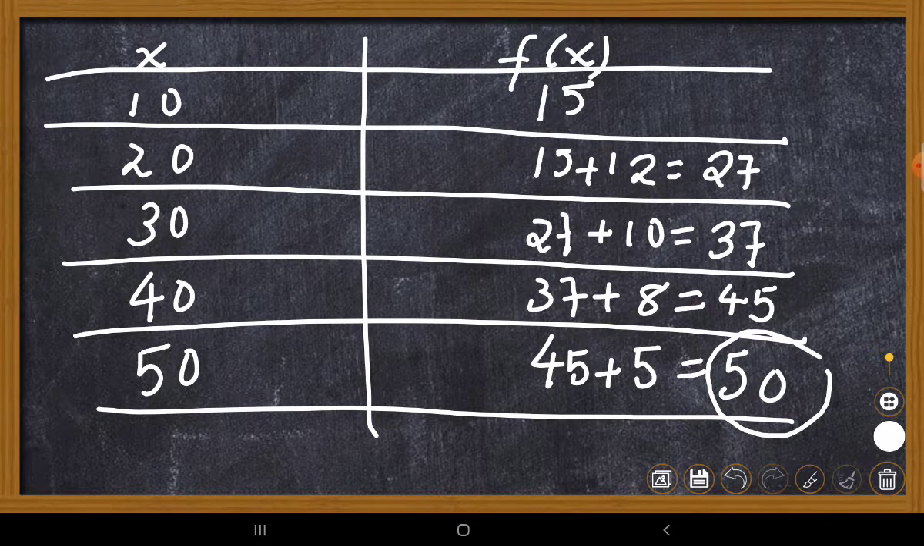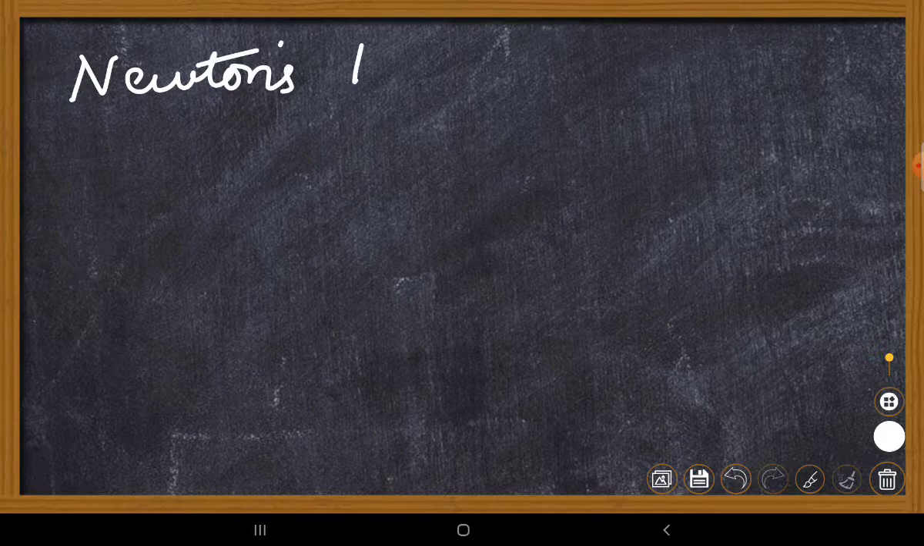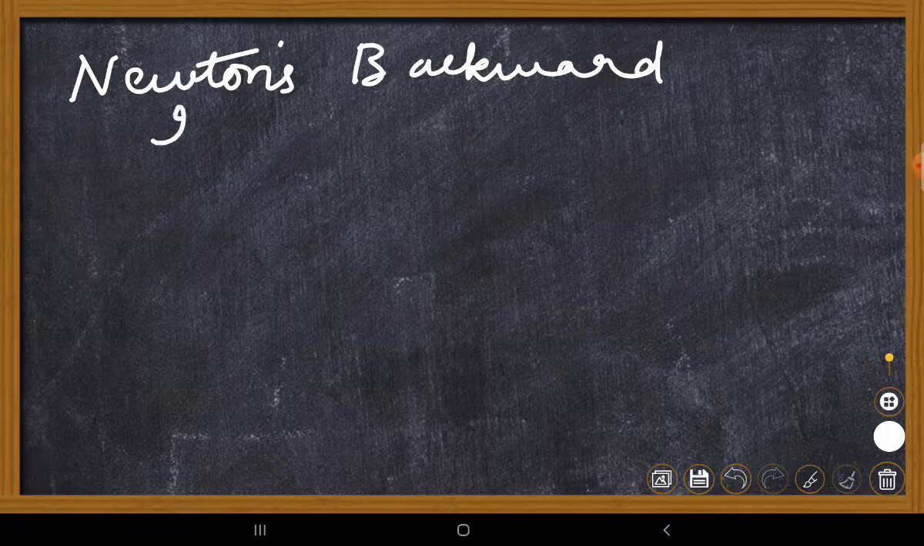Now you have to write down the formula which you have to use. Here, how many values of x do you have? You have 5 values of x, so you have to write down the formula till delta 5 minus 1, which is equal to delta 4. So let us write down Newton's backward interpolation formula.